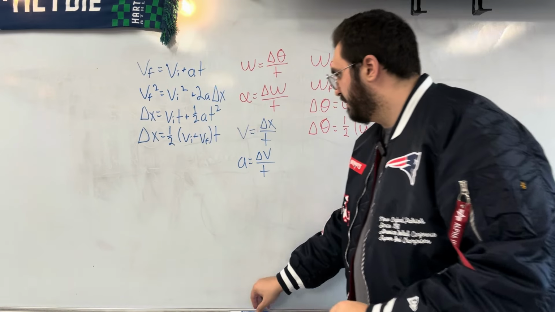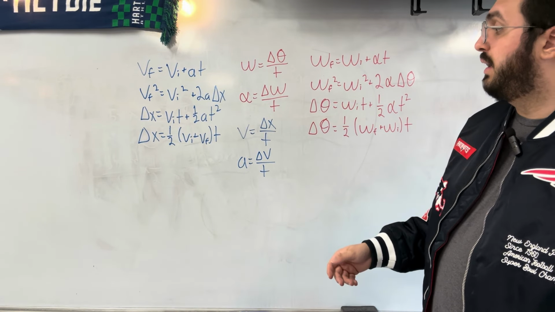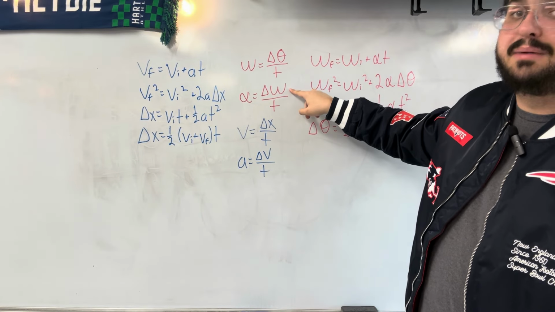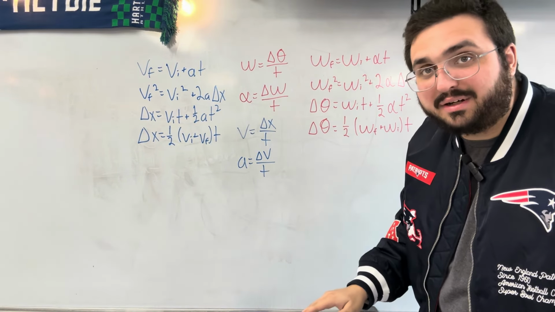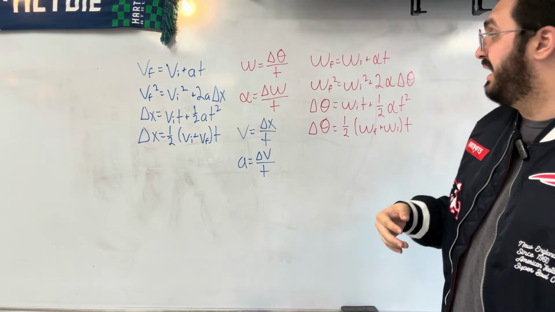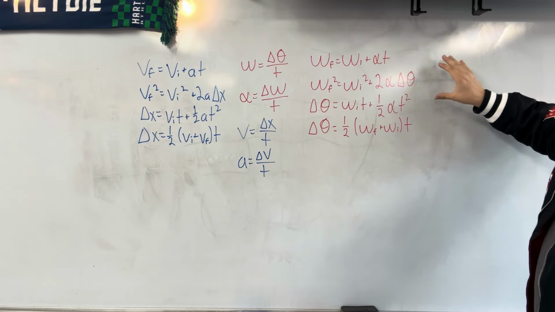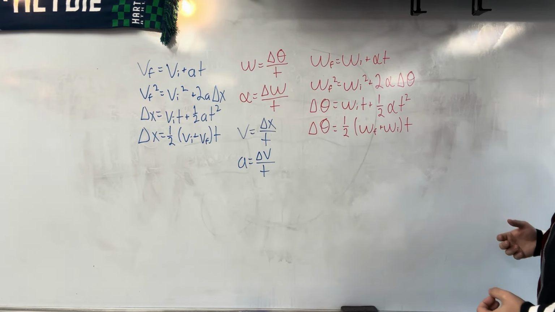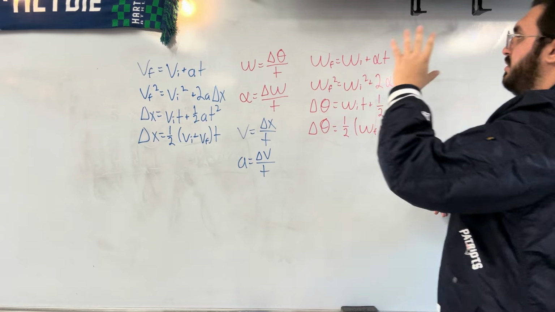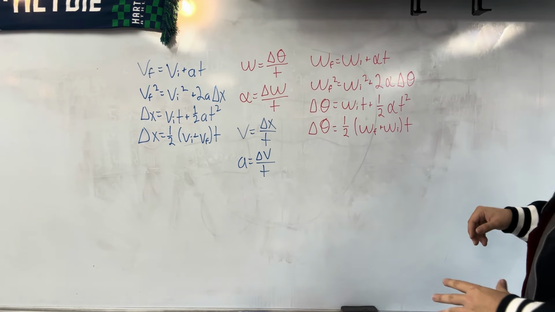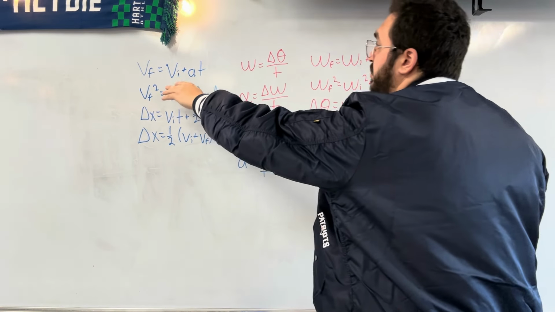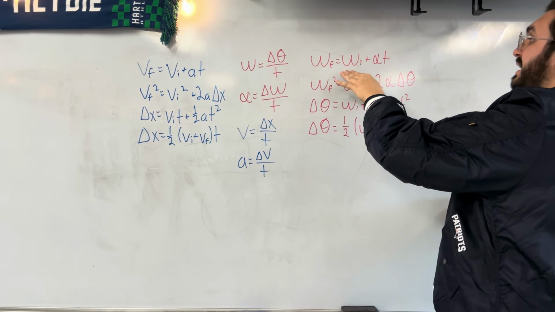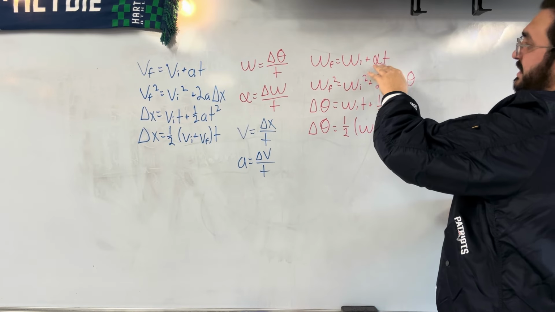All this is, our equation before was v final minus v initial divided by t. Now it's omega final minus omega initial divided by t. That's the only difference. The math is the same, and that applies to the actual kinematic equations as well. When we have a constant angular acceleration, the equations are the exact same, just with our new variables. Instead of it being v final equals v initial plus acceleration times time, now it's omega final equals omega initial plus angular acceleration times time.